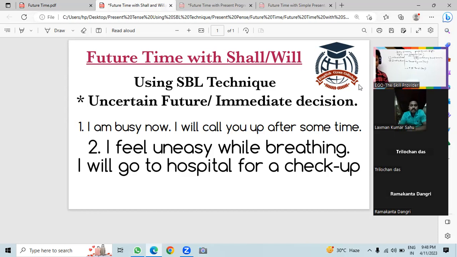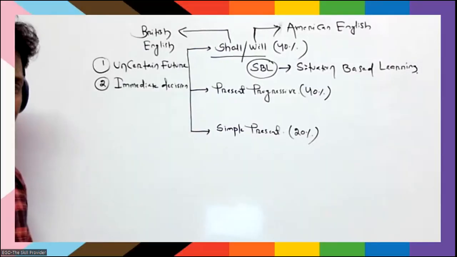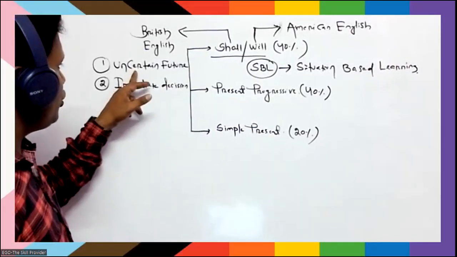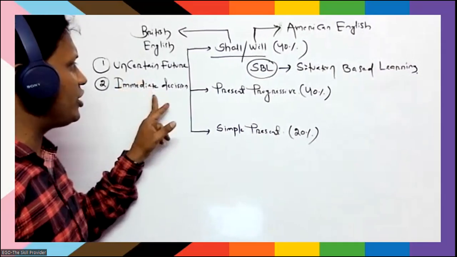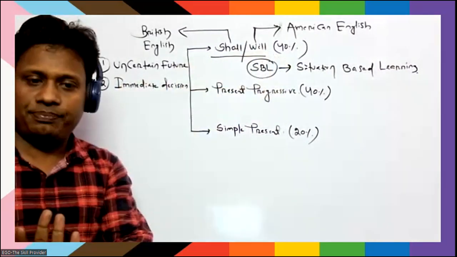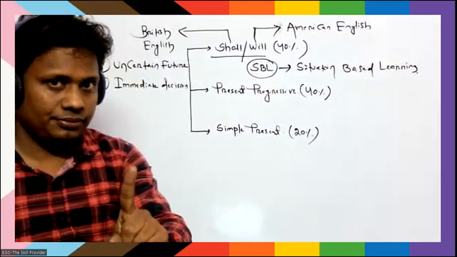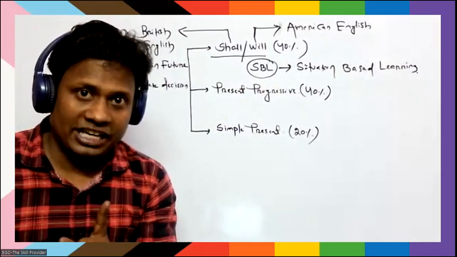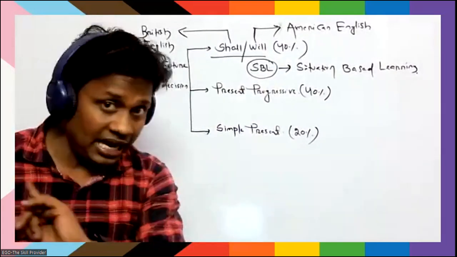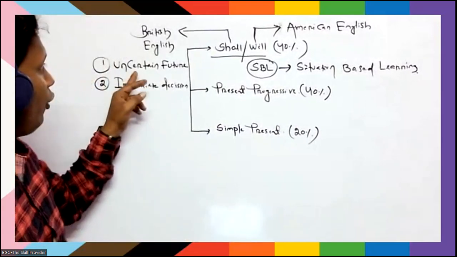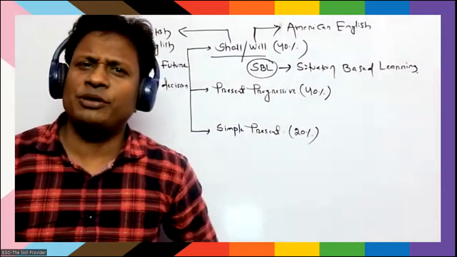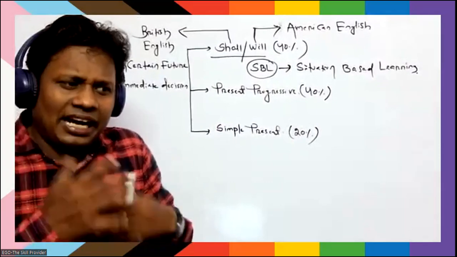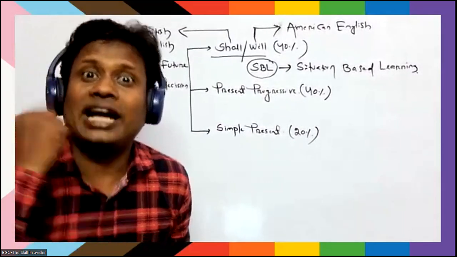Right? So let's come to the board and try to understand what that means. What do you understand exactly by uncertain future and immediate decision? Use shall and will for that. That's the only situation. Pretty important for you, my friends. Don't use it every time. Use it only for uncertain future. What do you mean by uncertain future? That means there is no guarantee you are going to do that.